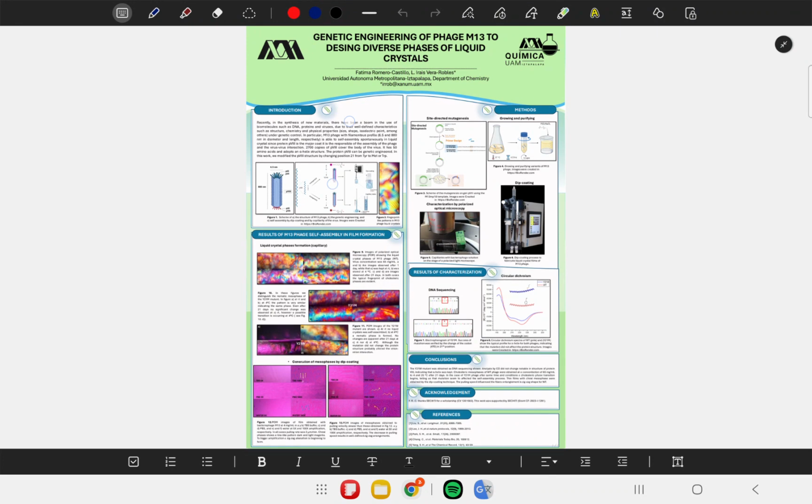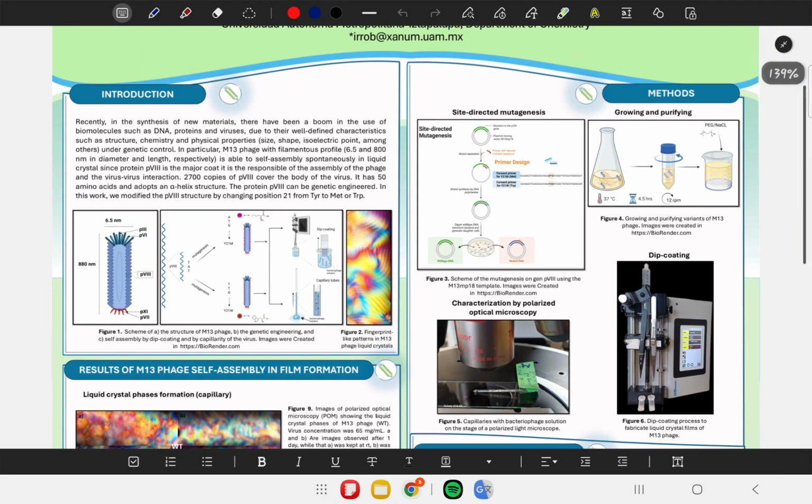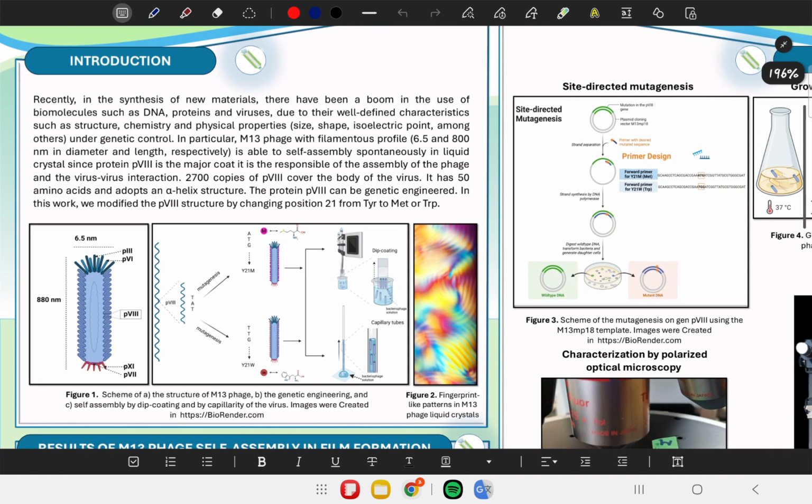As an introduction, recently there has been more interest in using biomolecules like DNA, proteins, and viruses in the creation of new materials. This is because they have a well-defined structure and useful chemical properties. These biomolecules and their features are suitable for designing materials used in technology.